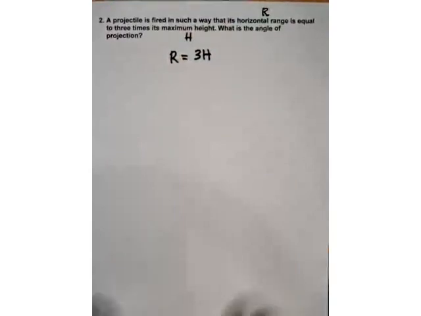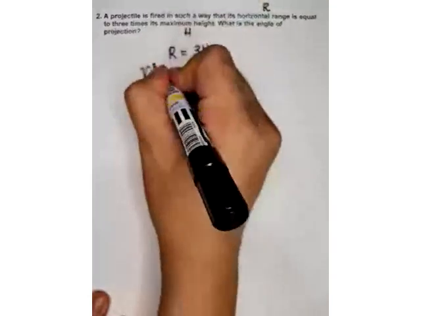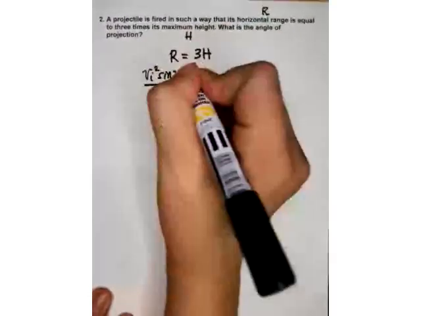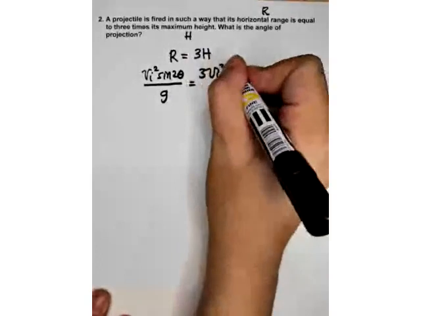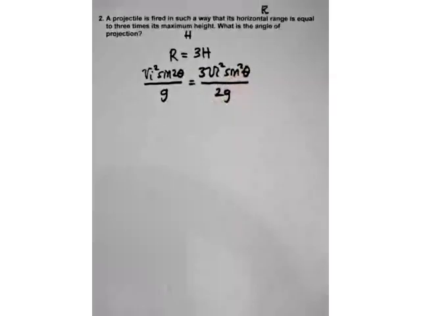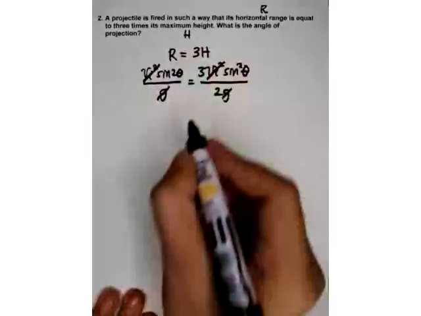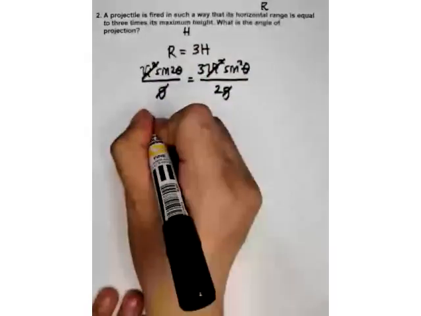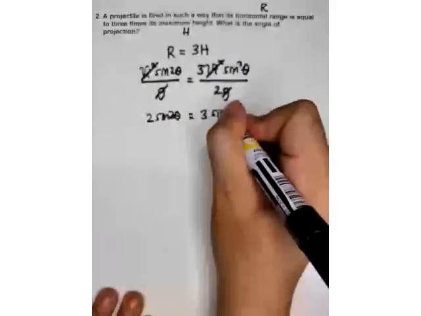Okay? So, what's our formula? So, range, ang formula natin ay Vi squared sine 2 theta over g. And that's equal to 3 times H, which is Vi squared sine squared theta over 2g. Okay, so let's cancel yung g and then cancel natin yung Vi squared. And then transpose natin yung 2. So 2 sine 2 theta is equal to 3 sine squared theta.